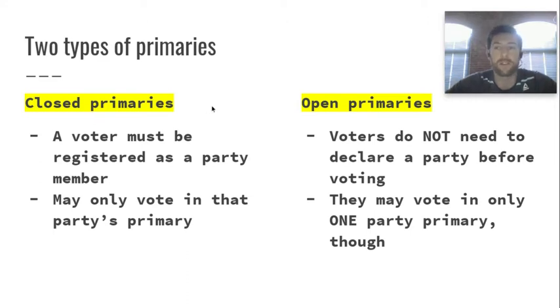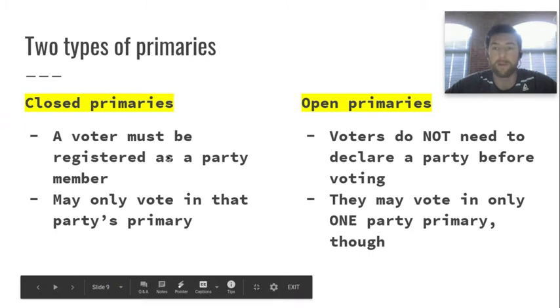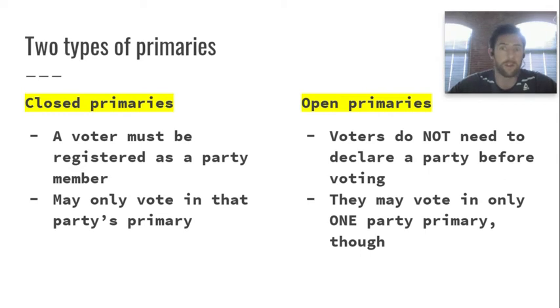Okay, back to the two different types. A closed primary is when a voter must be registered as a party member. So they have to be part of a political party, and they may only vote in that party's primary. So if there were two candidates for the Democratic nomination, just like we were talking about earlier this year, Biden and Sanders were going at it before Biden pretty much won the nomination already, even though it's not technically official. It will be soon.